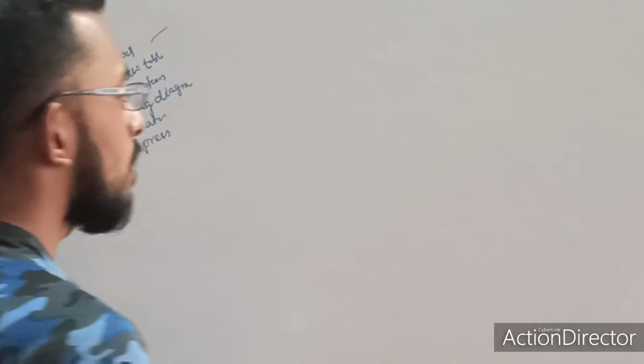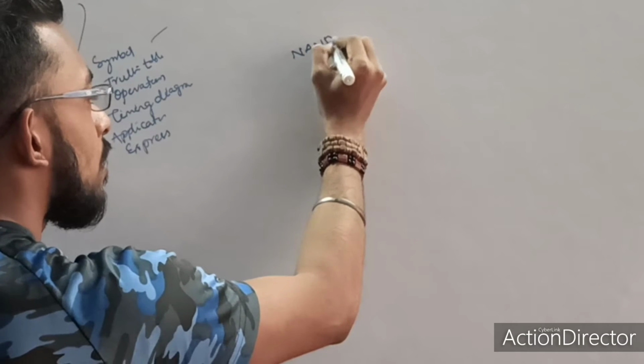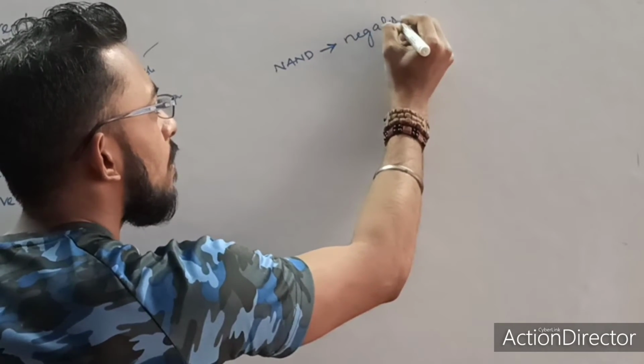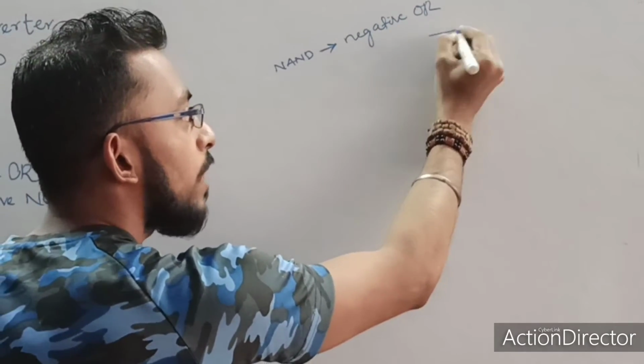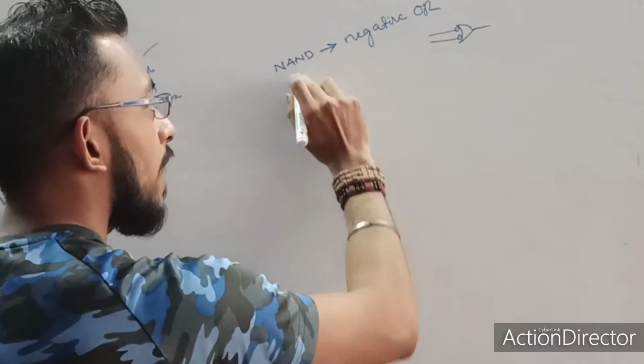This NOR is similar to the NAND gate. That NAND is also called negative OR. Negative OR means before applying to the OR gate we are going to negate. Okay, that is the NAND gate.